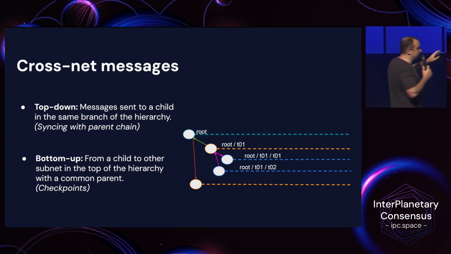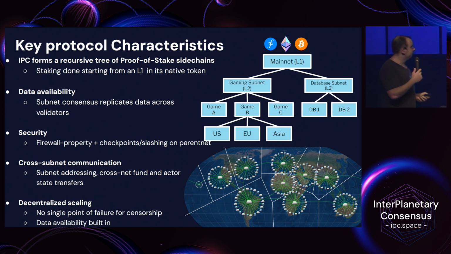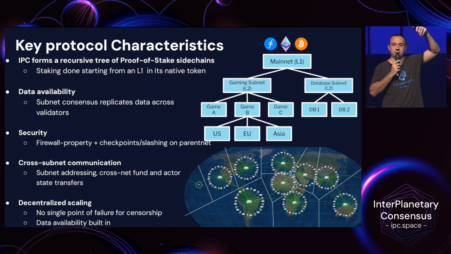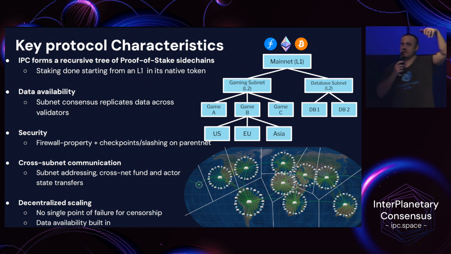Crossnet messages I briefly mentioned. They enable us higher security and messaging across subnets. And this is based on syncing with parent chains, so top down, as I explained, and bottom up checkpoints. So these are basically the key protocol characteristics. This is what you get from IPC, and then you can build your extensions later on, like custom consensus and so on. So what you get is a recursive tree of proof of stake sidechains, and the staking in principle is done from the L1 token. In future, we could do staking in, for example, an ERC20 token that's not a native token in L1 and down, but in principle, we wanted to have higher security guarantees by actually leveraging existing tokens.